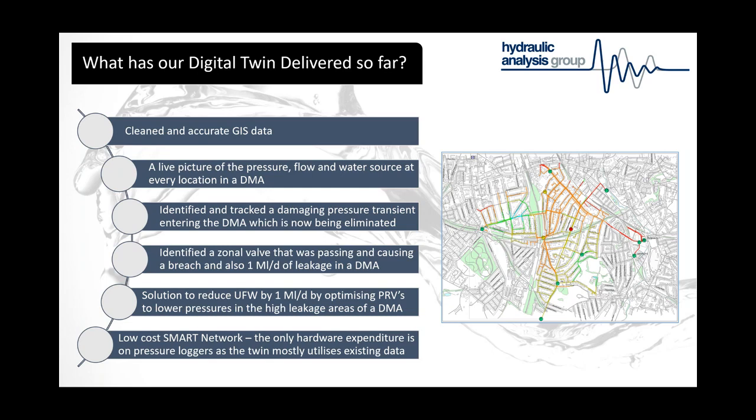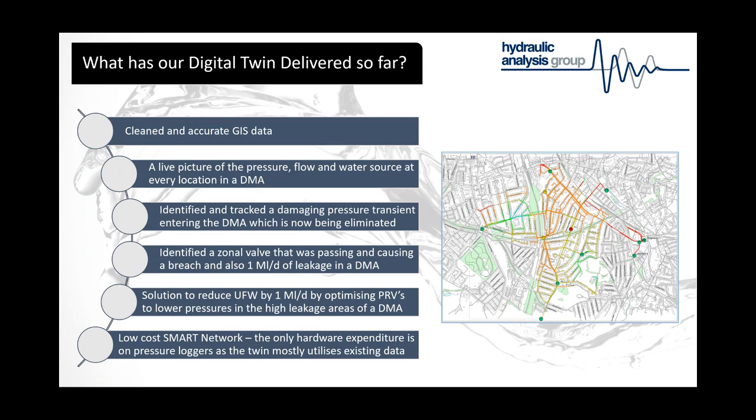I've already mentioned that we've identified and tracked an incredibly damaging pressure transient entering the DMA, which is now being eliminated. And once that pressure transient has been taken care of, then we'll be in a very strong position to actually see the leakage levels drop. We identified a zonal valve that was passing, so we had a breach in the DMA. The twin identified a breach, and also there's over 1 megalitre per day leakage, which has been identified.